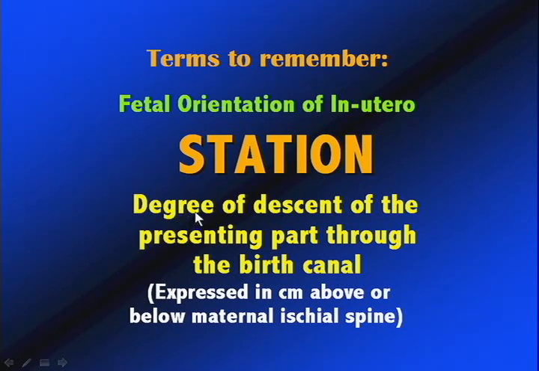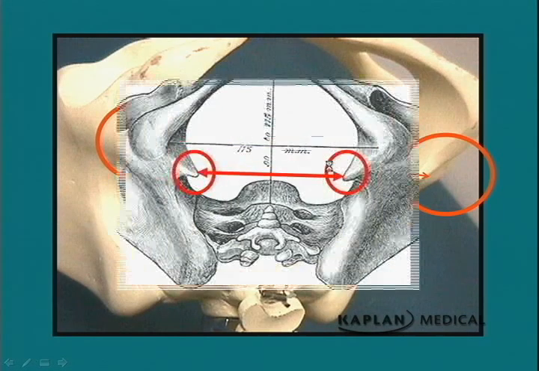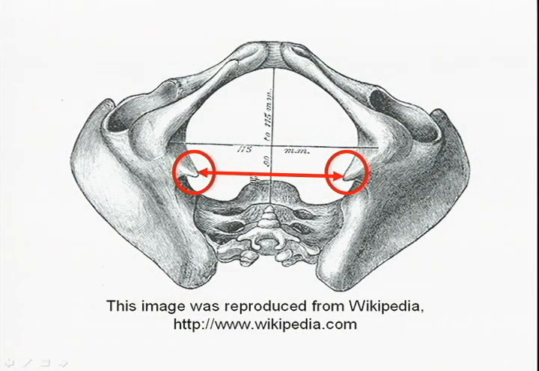Now we move to station. And station is an expression of the degree of descent of the presenting part. And we talk about centimeters above or below the maternal ischial spine. A picture is worth 1,000 words. Let's look. This is a bony pelvis. This is the ischial spine on one side, the ischial spine on the other. An imaginary line drawn between these is zero station. Here you can see the ischial spine. This is zero station.